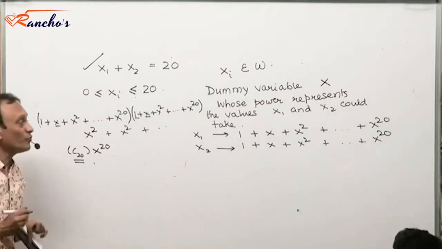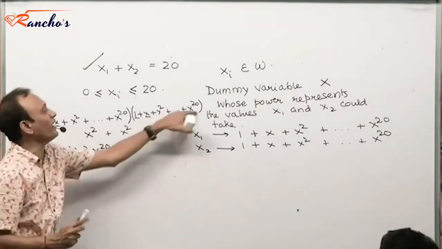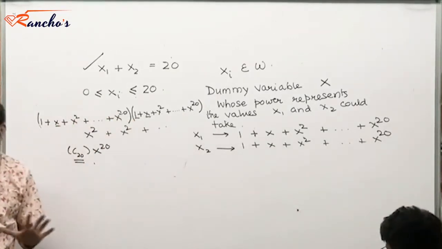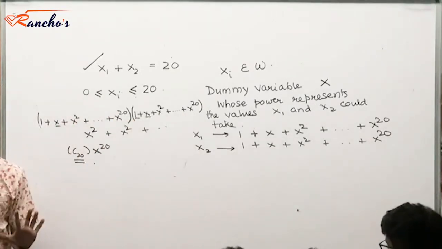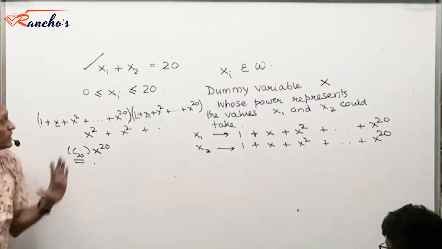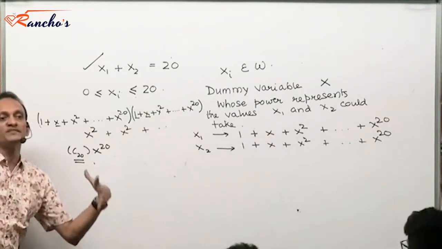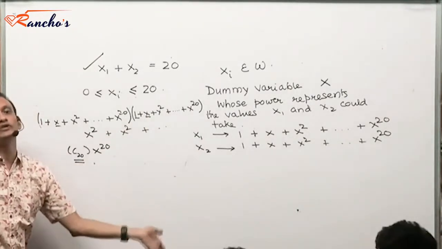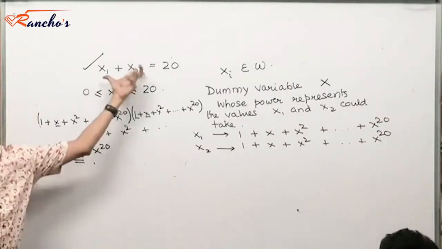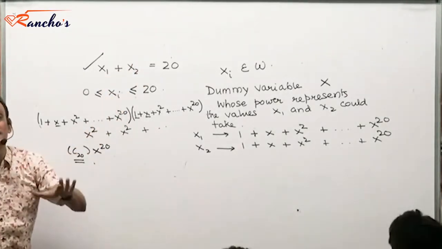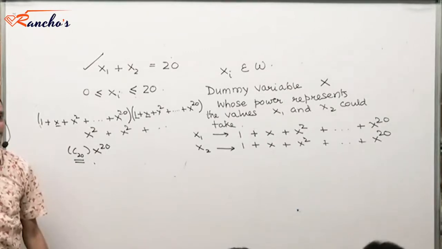Now, how to find the coefficient of x power 20 in this multiplication more efficiently is another story. Don't bother about that right now. But if you find the coefficient of x power 20 here, that will give you the number of ways in which x1 and x2, whole numbers, could add up to 20. The number of whole number solutions to this equation would be obtained by C20, the coefficient of x power 20. Yes or no?